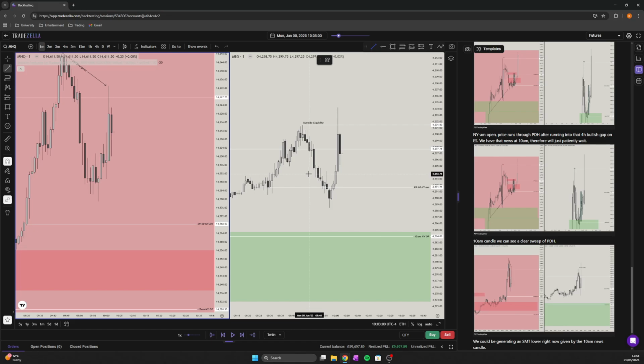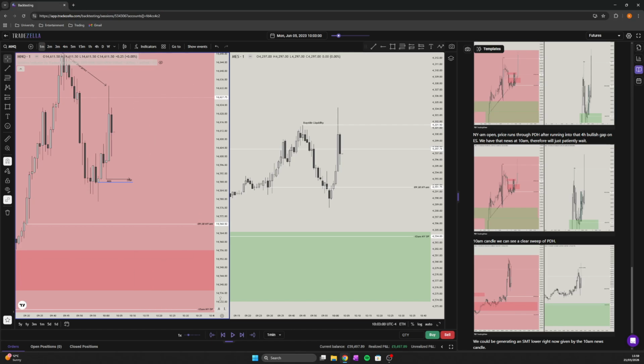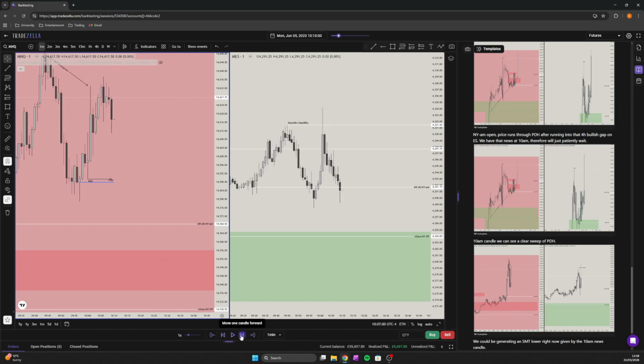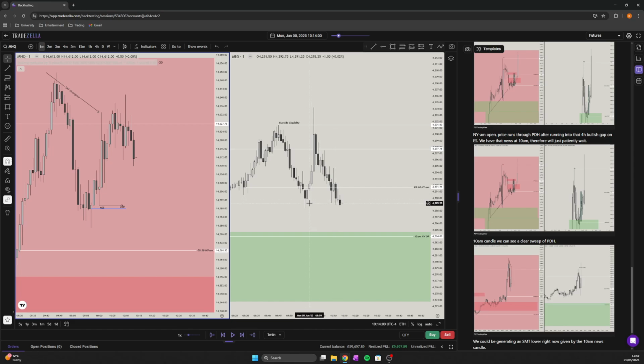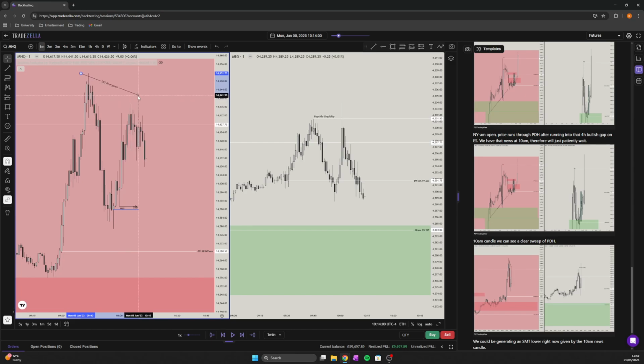Okay, so we just had the sweep. Where's a change in state of delivery? Well, ideally it's somewhere here, right? Sorry, let me just correct that. And then as well as that, I would like a significant market structure shift. This low is more than enough, okay? So let's just kind of see what price does. Does it begin to move lower? Yes, it does.